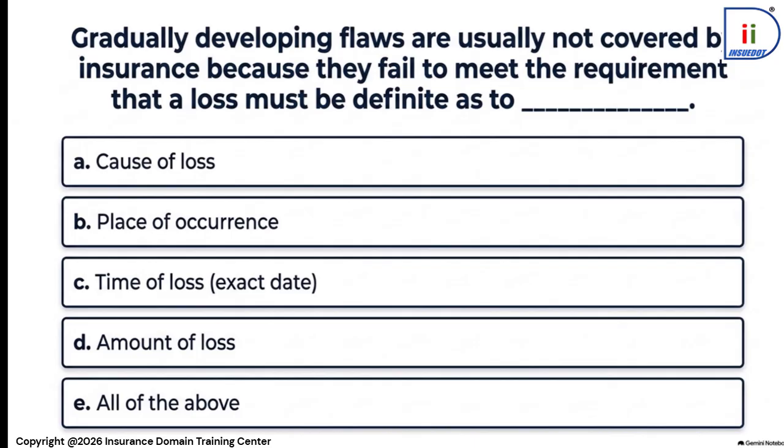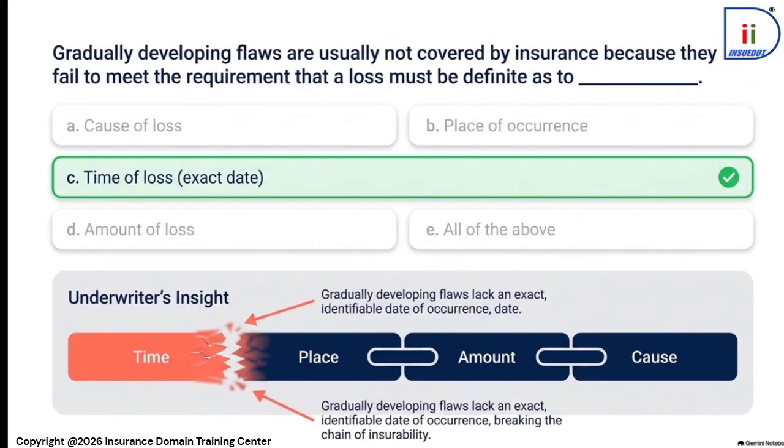Have you chosen the answer? Pause the video if you need some more time. The correct answer is option C. Time of loss, exact date. For a loss to be insurable, it must be definite as to time, place, amount, and cause. Gradually developing flaws are not covered because the exact date of loss, time, is uncertain.